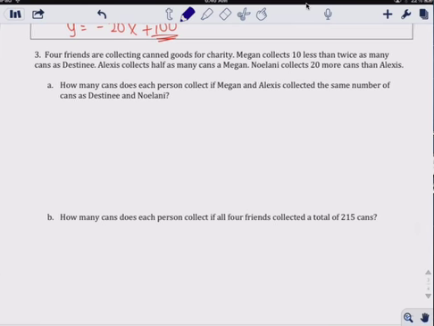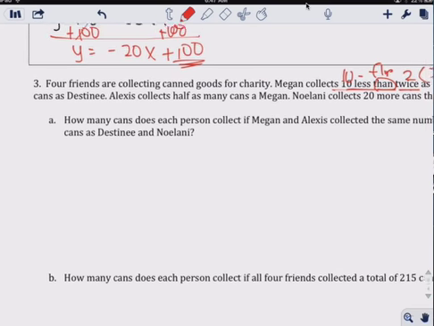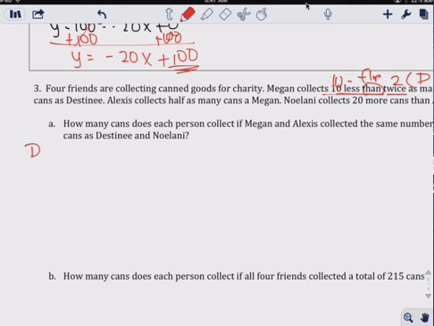Okay, 4 friends are collecting goods for charity. Alright. Megan collect 10 less than twice. Okay, annotate 10 less. 10 less. Then flip. Twice is 2 times as many as Destiny. Okay, so we know Destiny. We don't know Destiny.